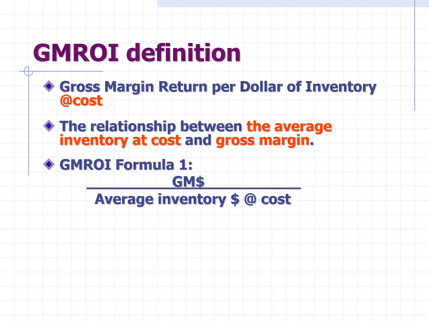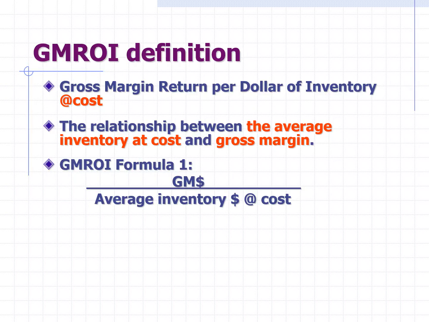So the turnover was net sales divided by average inventory at retail. Whereas GMROI is looking at the relationship between the average inventory at cost, not retail, and gross margin, not net sales. So the gross margin is used as the output measure, and the average inventory at cost value is now used as the input measure. Per average inventory dollar at cost that you spend, how many dollars of gross margin is generated? That's the meaning of GMROI.